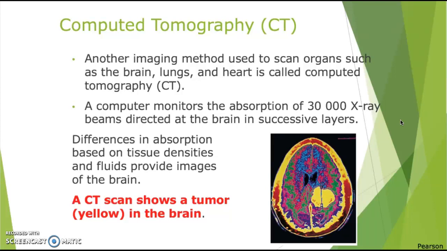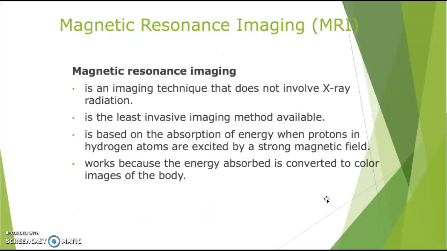A CT scan, or what we call computed tomography, is another imaging method that uses X-rays, and it monitors the absorption of 30,000 X-rays directed at the brain in successive layers. It is used for imaging the brain, the lungs, the heart, and for instance, in this image right here, it shows that there is a tumor. And why do you see that there's a yellow color here? It is because there could be differences in absorption of the X-rays based on tissue density and fluid that is in the structure. So if there are differences in density, you'll see a different color. Or if there are differences in the tissue absorption, you'll see different colors.